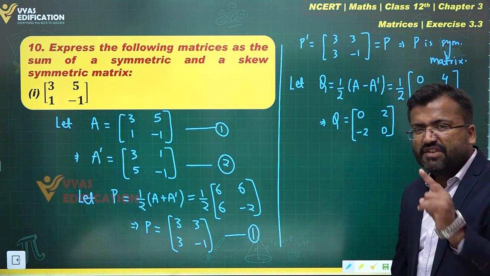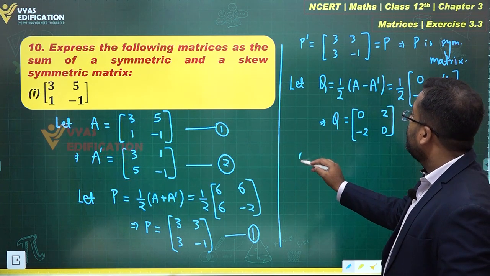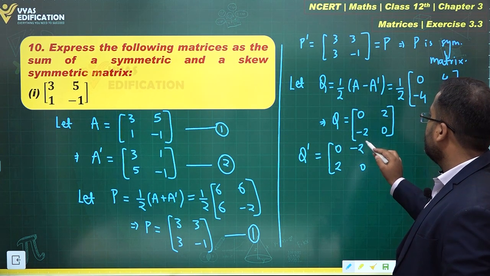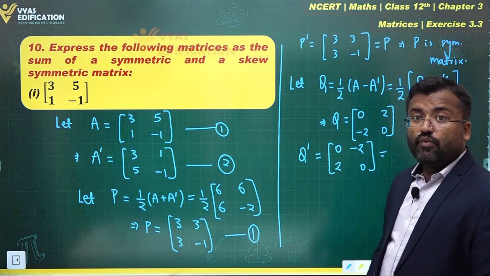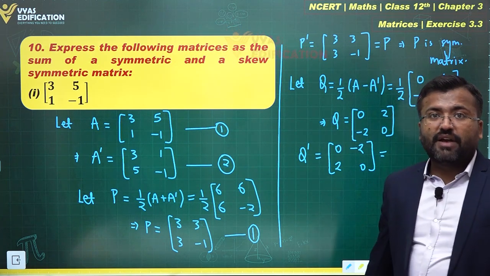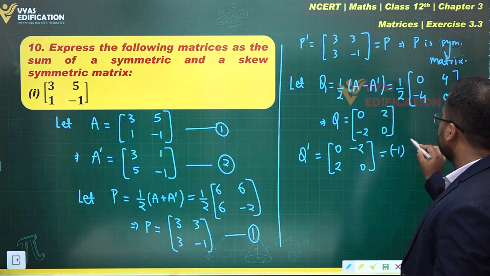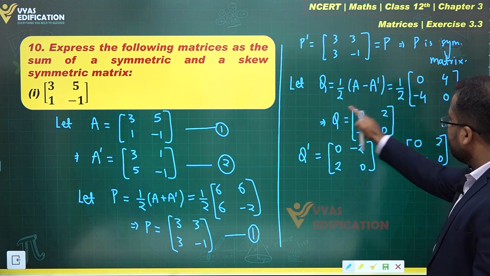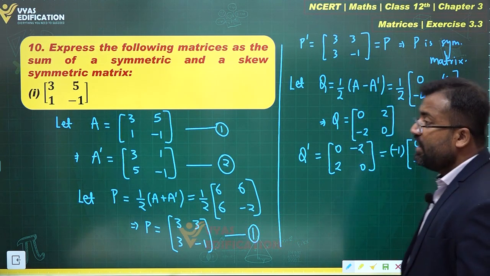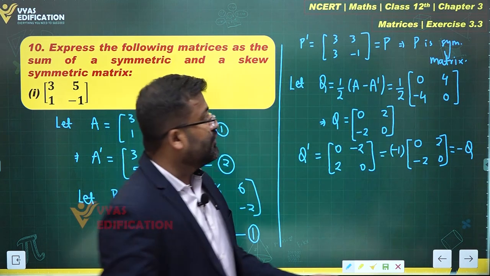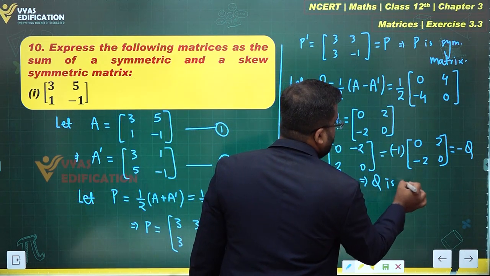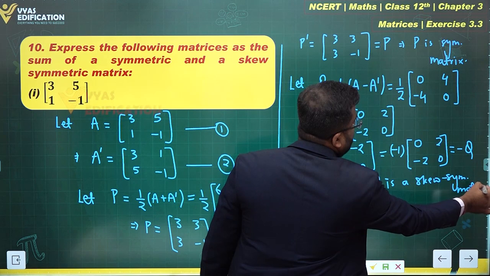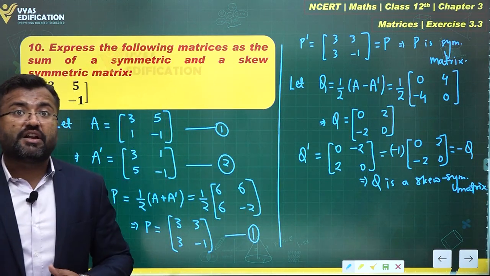Observe this matrix Q very carefully. Q transpose is equal to 0, minus 2, 2, 0. Let's take out a minus common. I am taking out a factor of minus 1 from each element. This is minus 1 times 0, 2, minus 2, 0. And this here is nothing but Q. This is minus of Q. Q prime is equal to minus Q. If Q prime is equal to minus Q, implies Q is a skew symmetric matrix. Yeah, Q is a skew symmetric matrix.